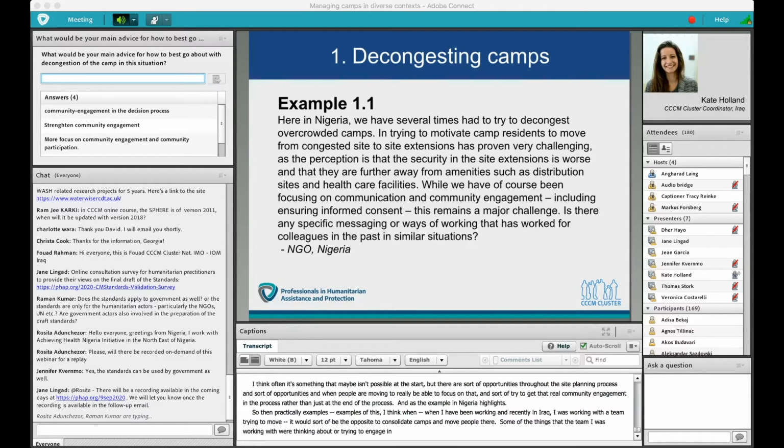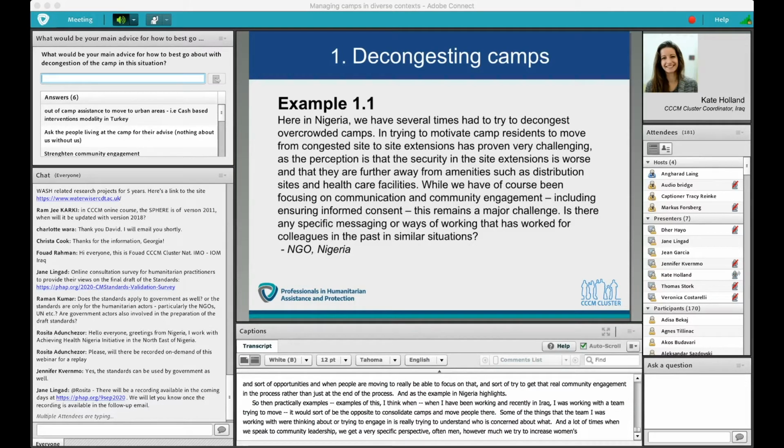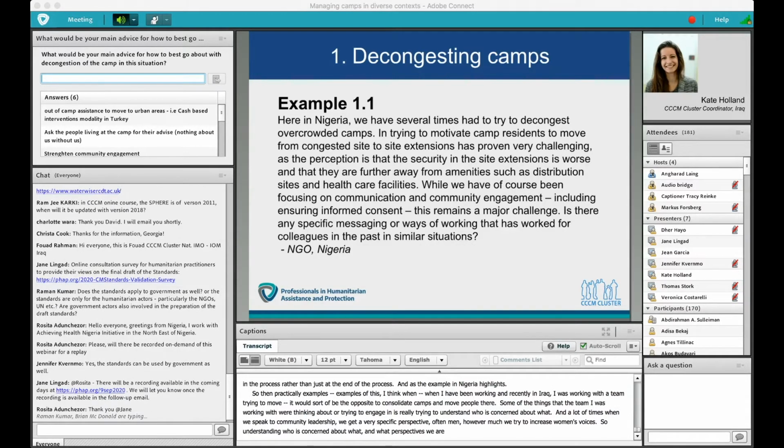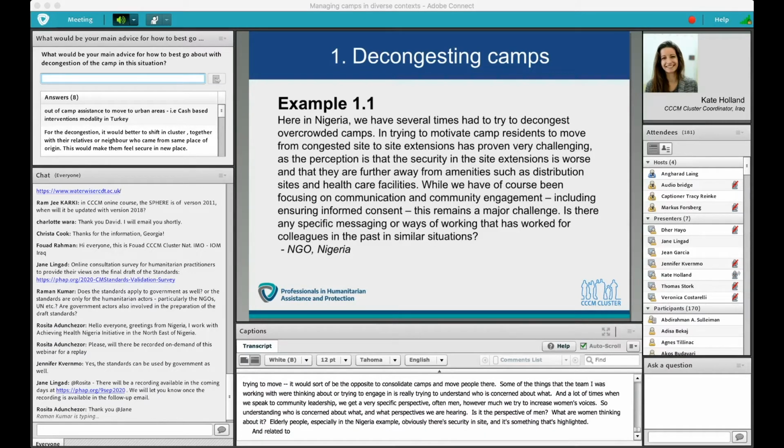I think a lot of the time when we speak to community leadership, even to community committees, we get a very specific perspective, often men, however much we try to increase women's voices. So understanding who's concerned about what and what perspectives we're hearing. Is it the perspectives of men? What are women thinking about it? Elderly people, especially as in the Nigeria example, obviously the security in the site is something that's highlighted. And related to that, whether there are any community influences as well.